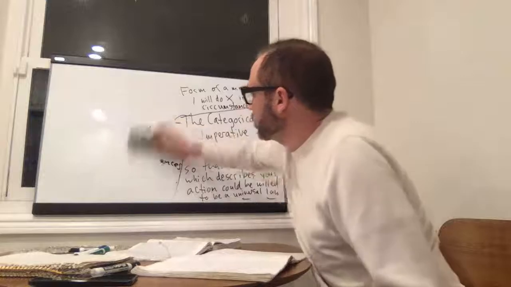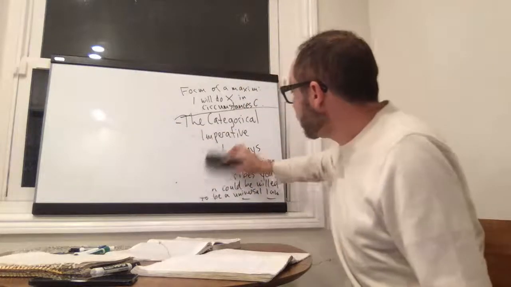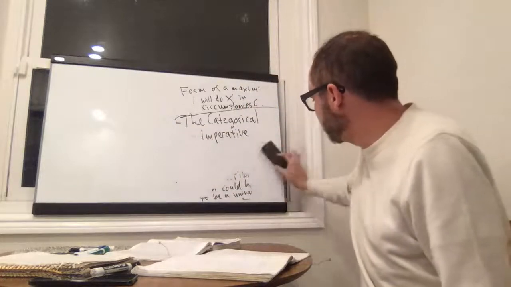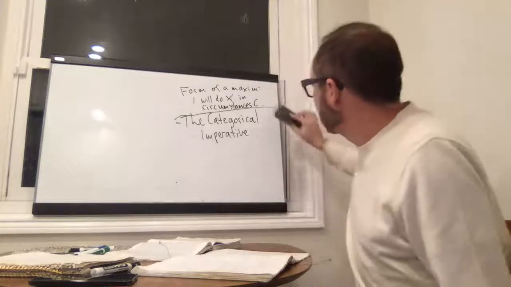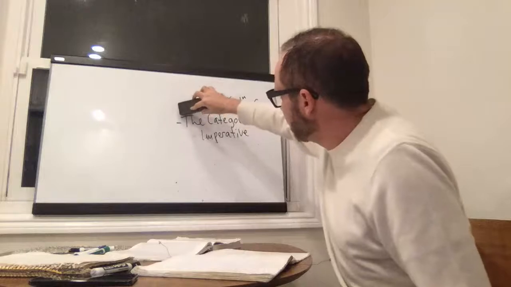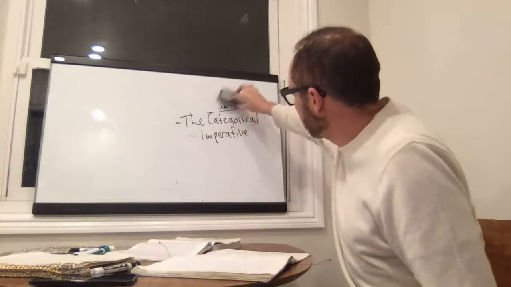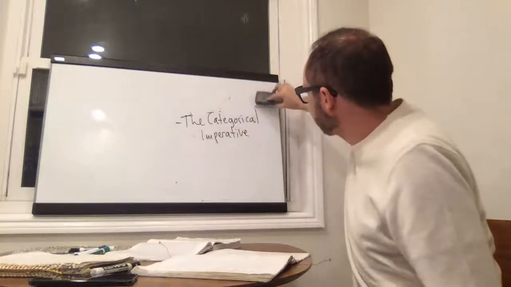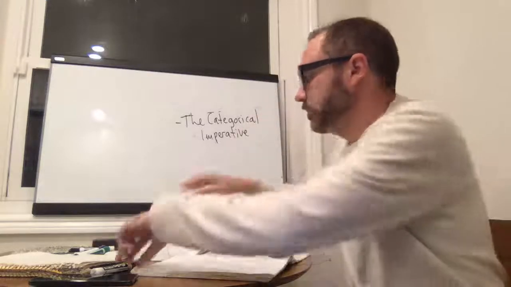Now there is a second version of the categorical imperative too. And I saved it for second and last because it's much easier actually than the first one. The first one about maxims and universal laws, it's a little more complex. The second version is a little more straightforward. So let me explain it. Categorical imperative version 2.